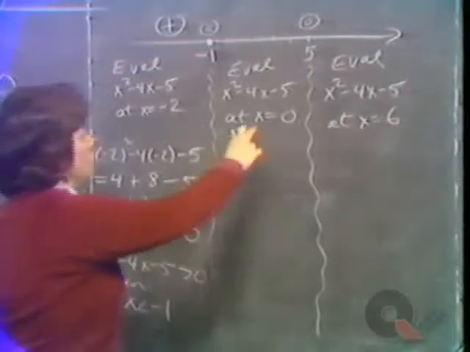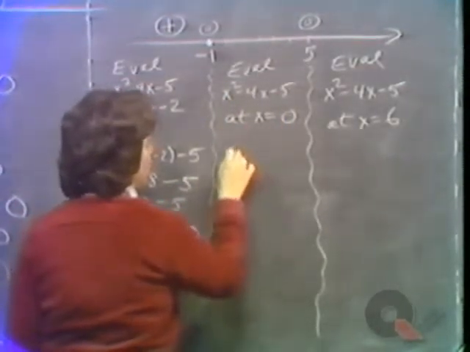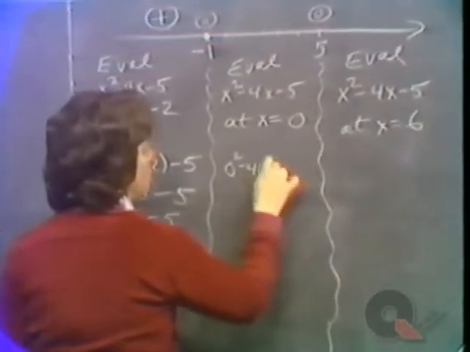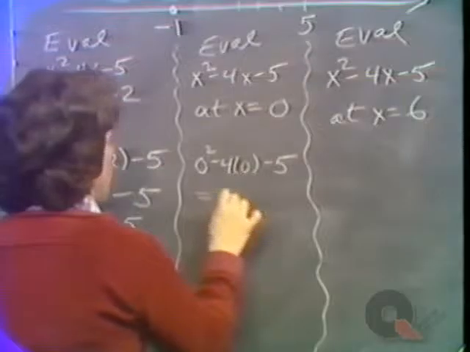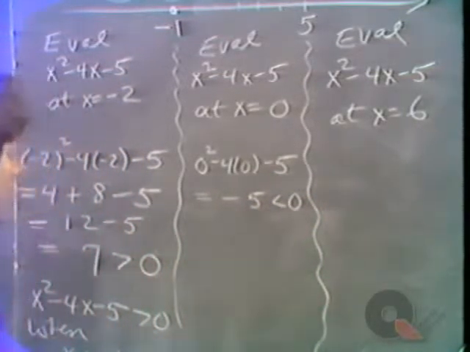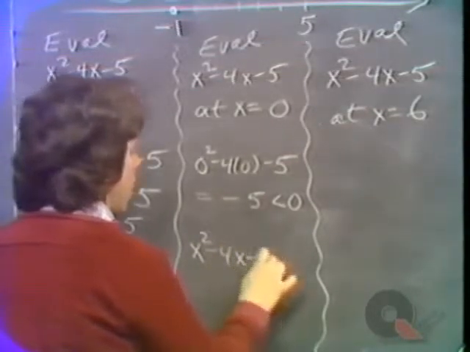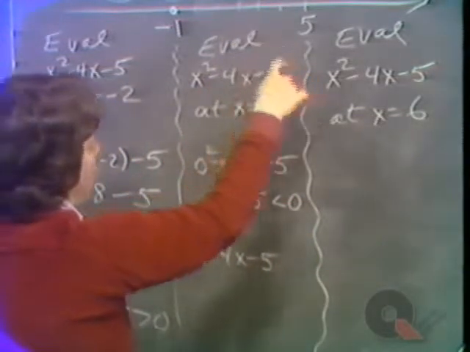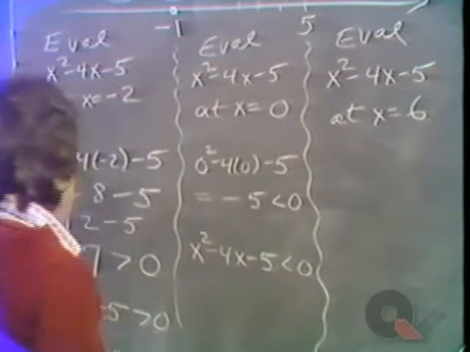But the only place it's 0 is at minus 1 and at 5. Okay, similarly, let's do the same thing. Here, x equals 0. We want to evaluate this expression. We'll get 0 squared minus 4 times 0 minus 5. And that just gives us minus 5, and that's less than 0. It's negative. Since x squared minus 4x minus 5 was less than 0 at a testing value in this interval, it must be less than 0 throughout the interval.